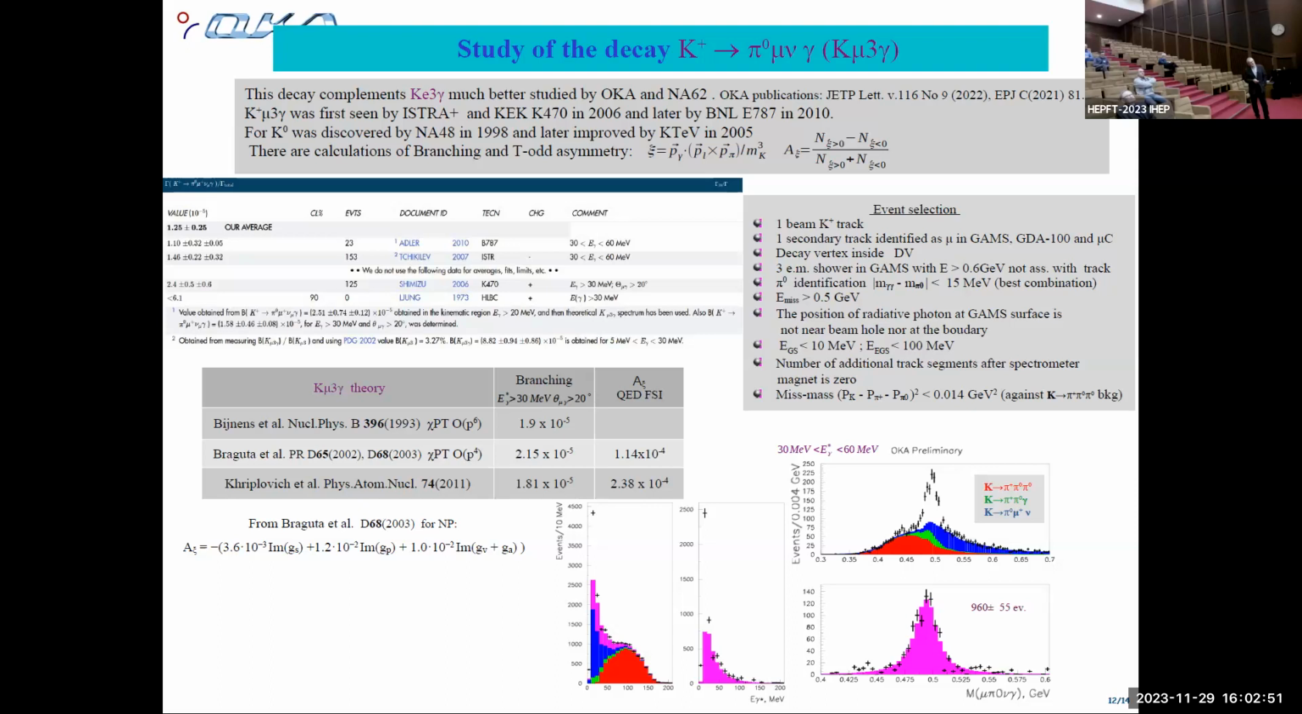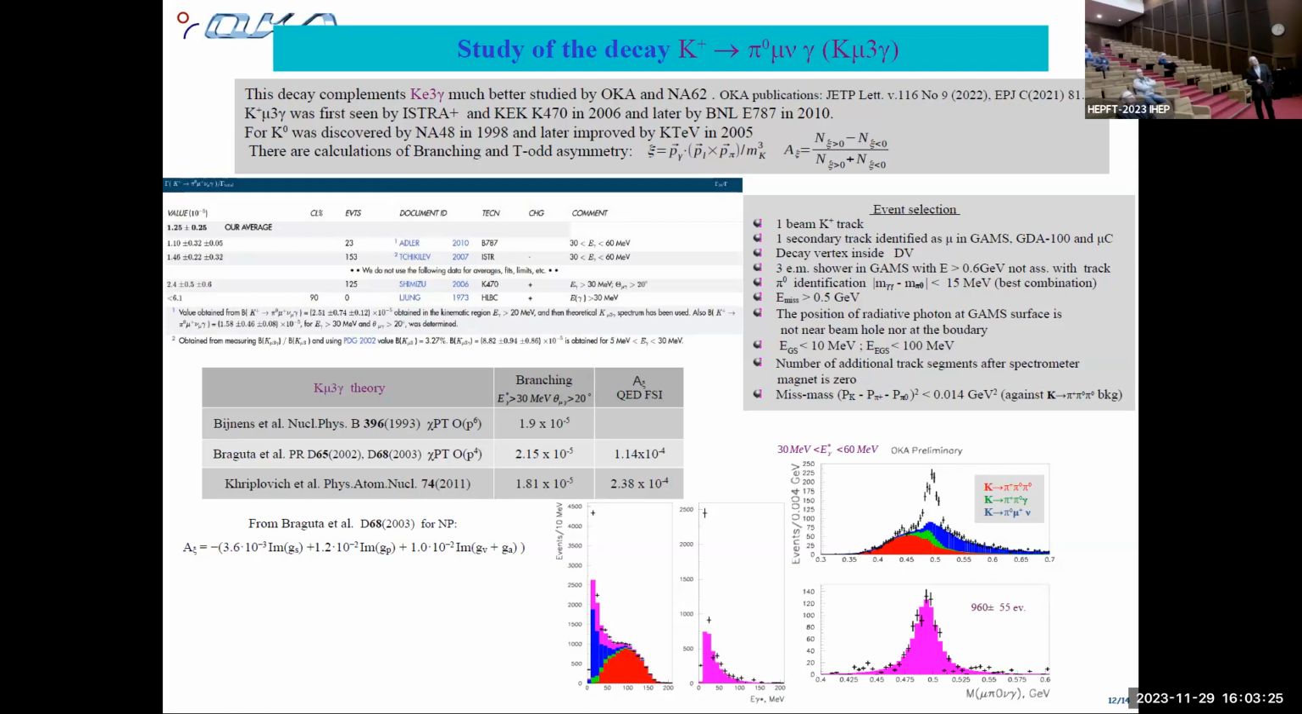It's again in order p to the 4th and p to the 6th, and they predict branchings, and also predict some CP-odd asymmetry, but due to final state interactions. You see this asymmetry is rather small, which gives you room to search for new physics. So this is also interesting.